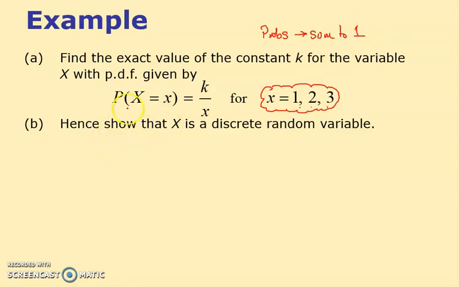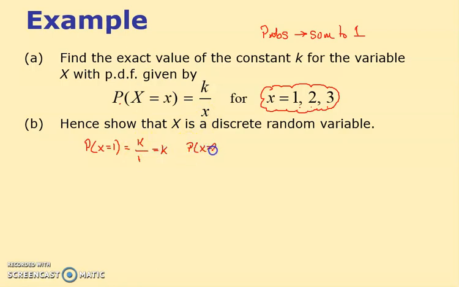So when I put 1 into this, the probability that x equals 1 is 1 over x. Oh, sorry, k over x. So it's k. Now, x in this case is 1. K divided by 1 is k, anything divided by 1 stays the same.